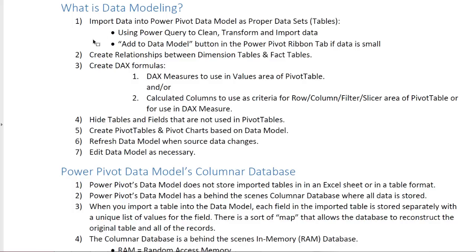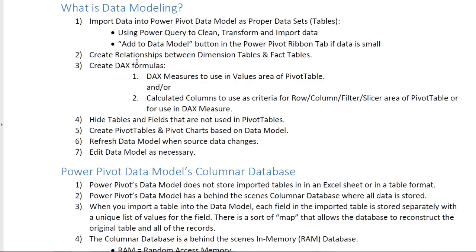So data modeling is going to first be importing data into the Power Pivot data model as proper data sets, either using Power Query when we need to clean, transform, or when we have lots of external files and we need to consolidate them into a single table like we do in this example. And then we're going to use the Add to Data Model button in the Power Pivot ribbon tab if the data is small and it's in Excel.